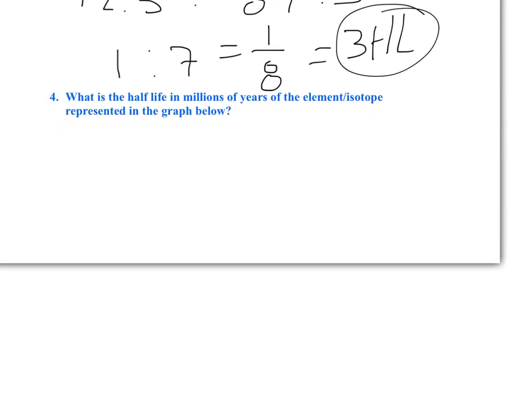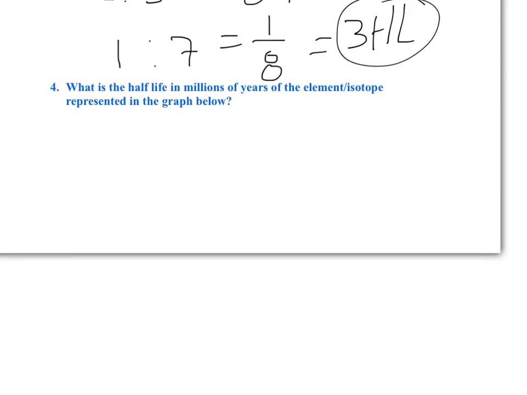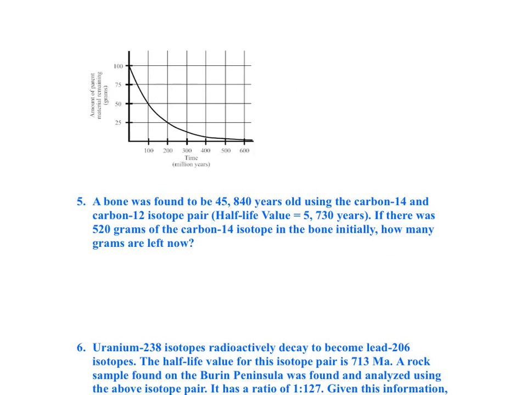Moving on to the next problem, what is the half-life in millions of years of the isotope represented in the graph? So we'll have to go and see. The way I would read this particular problem is we start out with 100 right here, and that is the amount of parent material remaining, and so that lines up on the x-axis with 0, which means no half-lives.